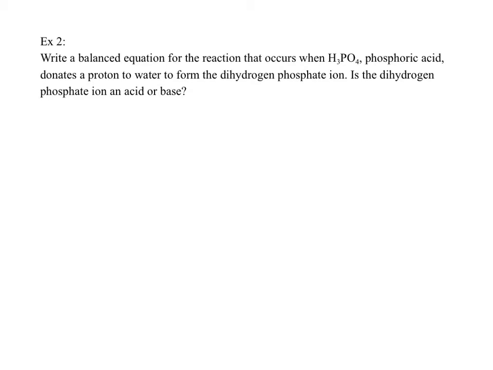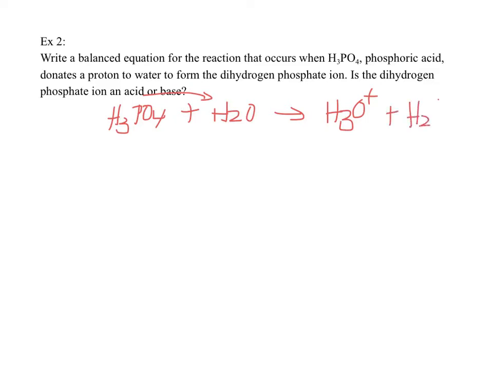Okay, last example. Write a balanced equation for the reaction that occurs when phosphoric acid donates a proton to water. So I'm just going to try and draw this out. H2O is going to accept and form H3O plus. And then this one will be down one hydrogen, forming a negative charge. Is the dihydrogen phosphate ion an acid or a base?